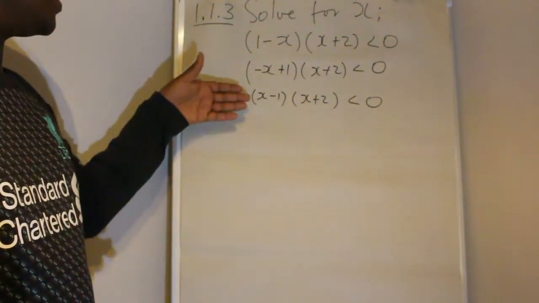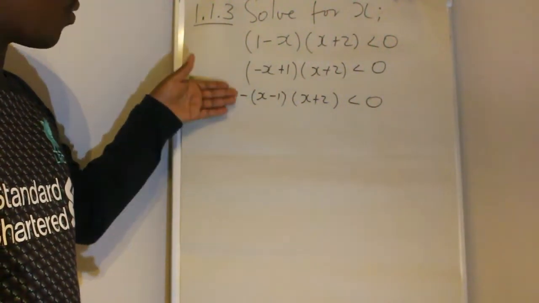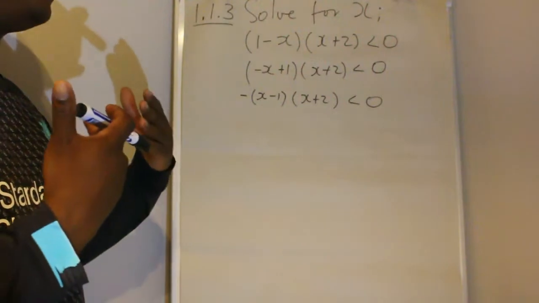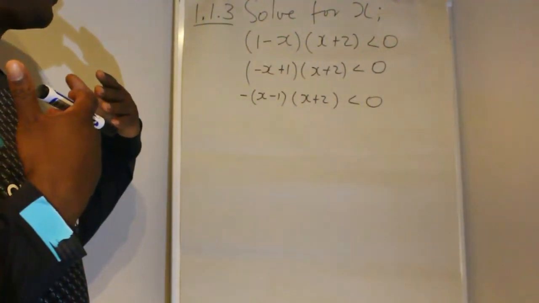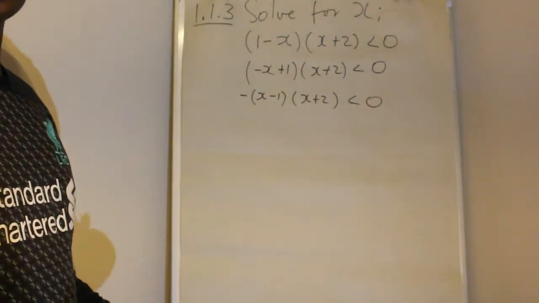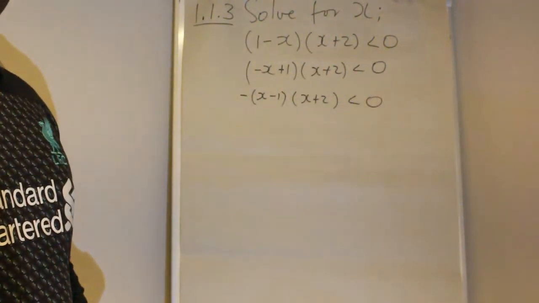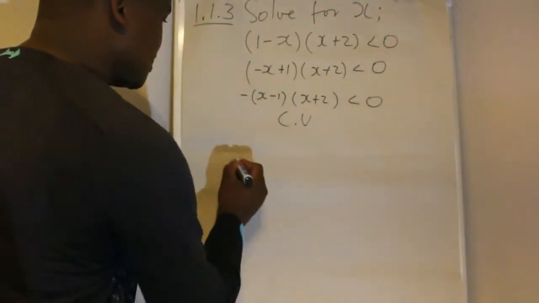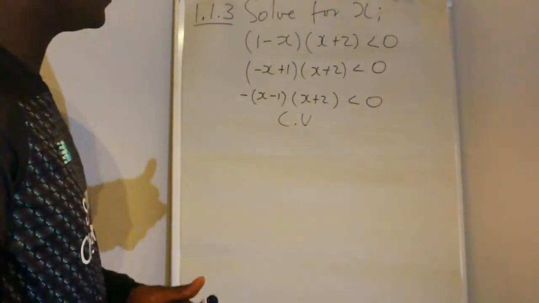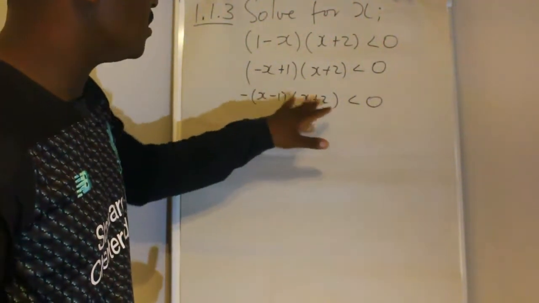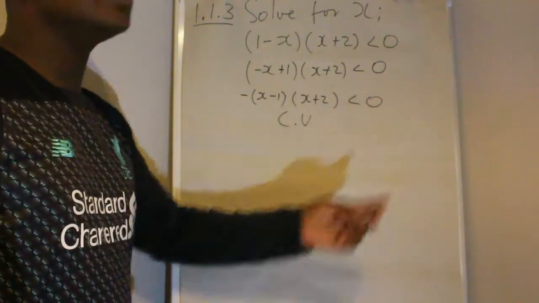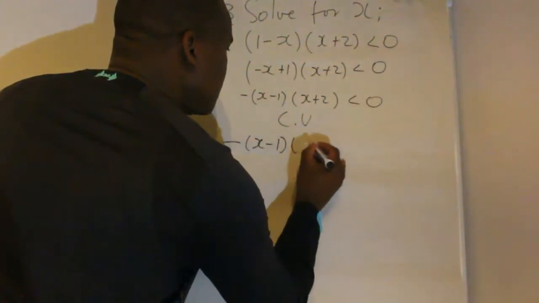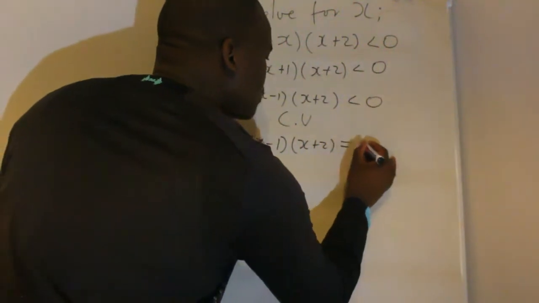You know that this is a quadratic equation. The critical values are the points that you can easily locate on this graph. Those would be your x-intercepts in this case. So let's look for those. To find the critical values, if you want x-intercepts, this equation should equal 0. So you have negative x minus 1 times x plus 2 equal to 0.